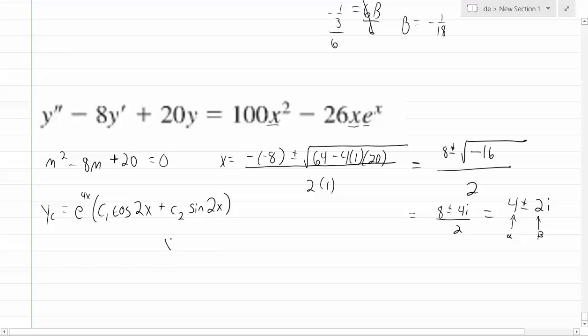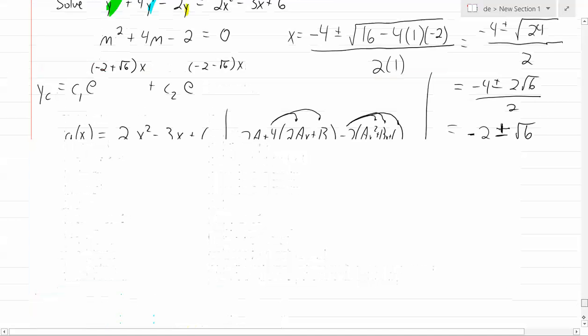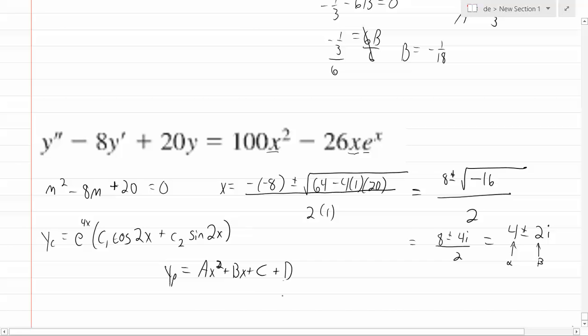So y sub p is going to have two parts. It's going to have the quadratic part, that was ax squared plus bx plus c. Then it's going to have the linear times e to the x part. Now look at the linear times e to the x part again. This right here. We're not going to start over again with a because we've already used a, b, and c. So this is going to be plus dx plus e times e to whatever. So we have to continue on with our alphabet. Hopefully we know that. So it's plus dx plus e times e to the 1x. So just times e to the x. Okay.